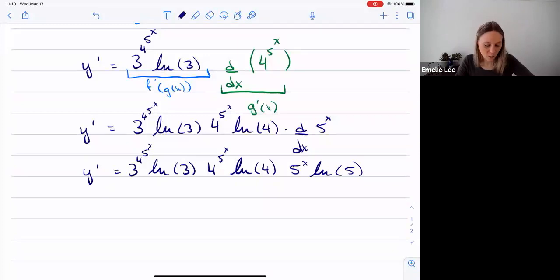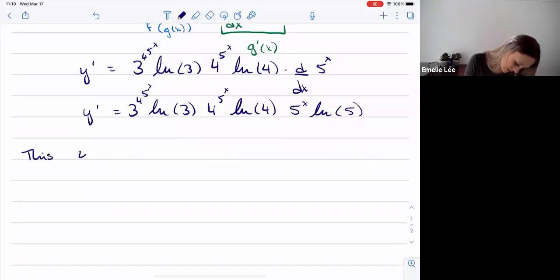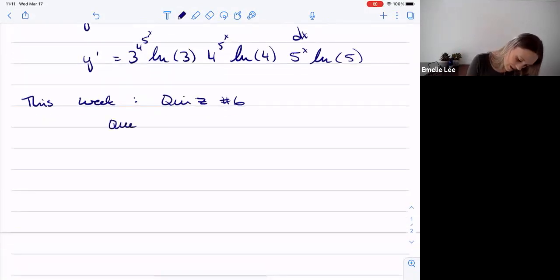I have made quiz 6, I think it is. So quiz number 6 is this week. It has 8 questions, which feels like a lot, but it's really just find the derivative, and then find the derivative. So questions 1 through 6 are on the chain rule.